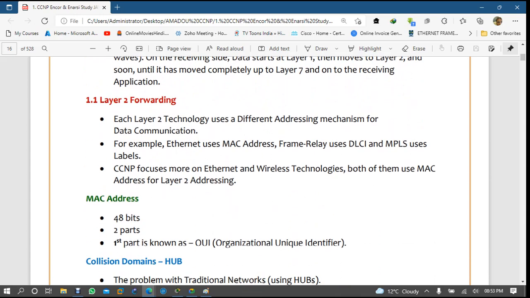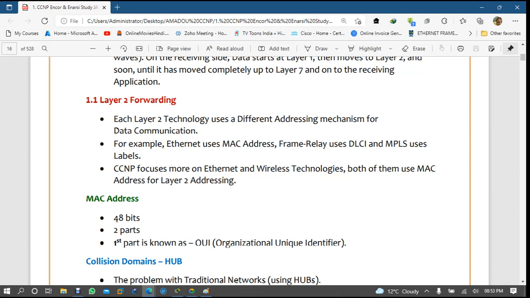Now here we are talking about layer 2 forwarding. Each layer 2 technology uses a different addressing mechanism for data communication. When you work as a network engineer, most of the problems in networks are related to layer 2. Switching is the main problem. Routing will have some difficulties and problems, but switching will create lots of problems.